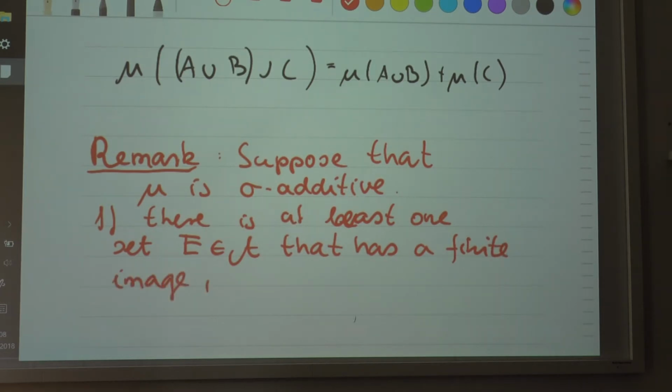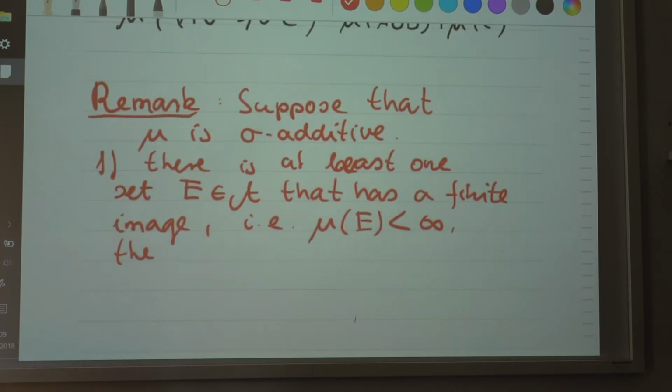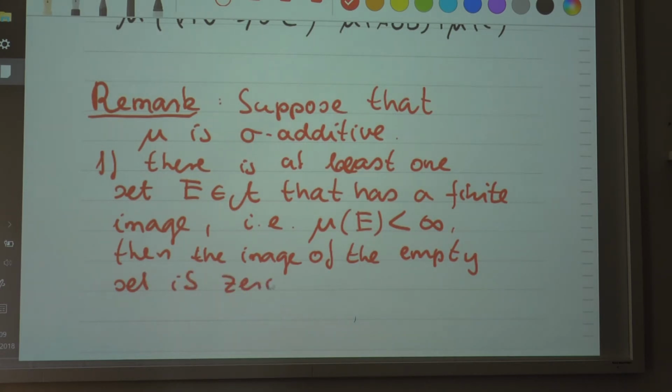What does it mean? A finite image means that the image of this set regarding this function is strictly less than plus infinity. Or this is actually a notation for that. Then the image of the empty set is 0. Okay, so that means that the image of the empty set will be 0.